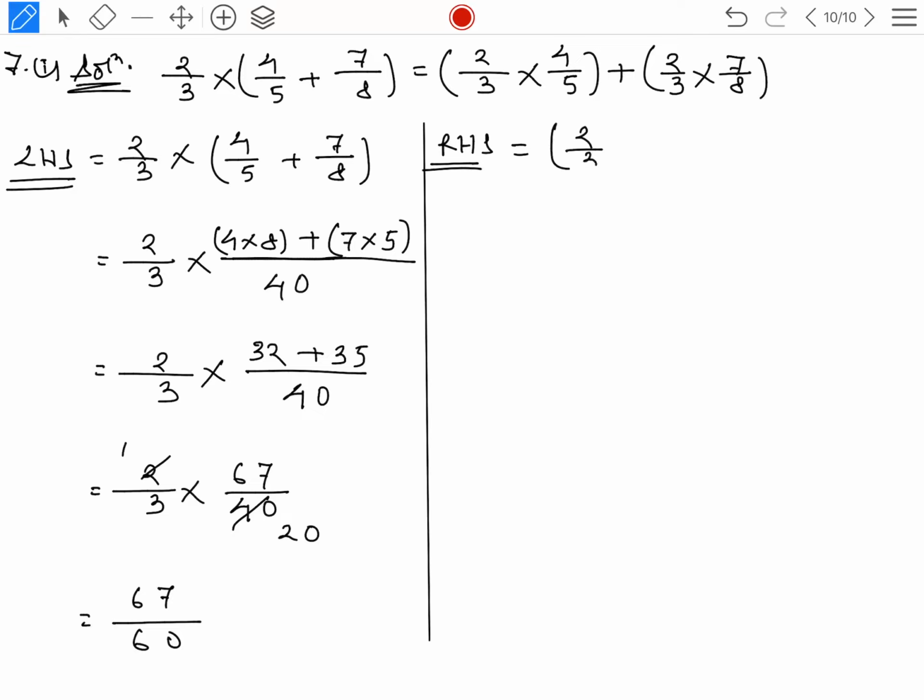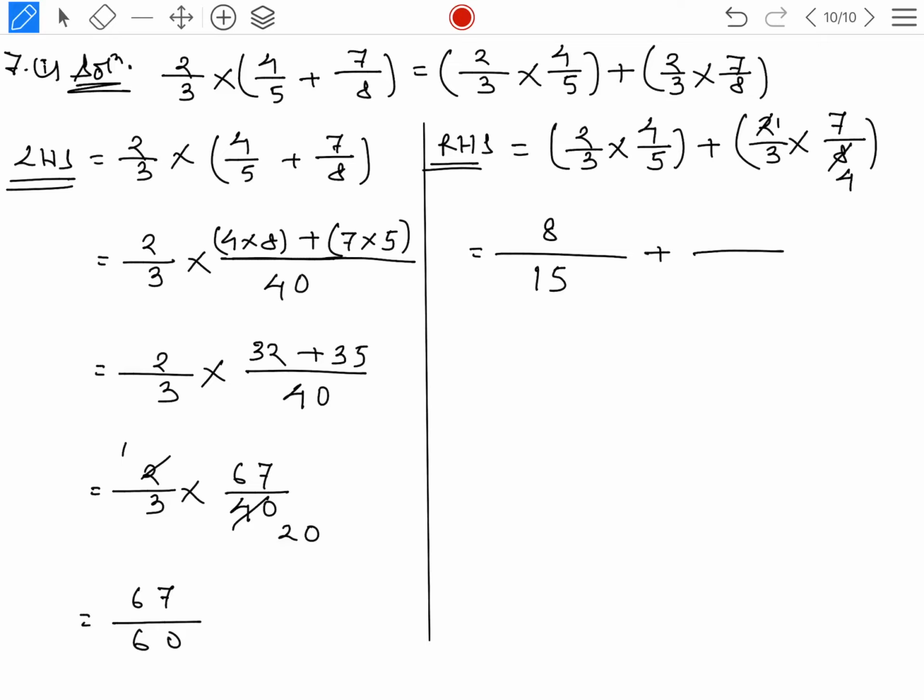So now see, in right hand side what it is given, 2 by 3 into 4 by 5 plus 2 by 3 into 7 by 8. Okay, now see, in the second one we know that 2 1s are 2, 2 4s are 8. So if we multiply, 2 4s are 8, 3 5s are 15 plus 3 4s are 12, then 1 7s are 7. Now 12 and 15, what will be the LCM? LCM of 12 and 15 will be 60.